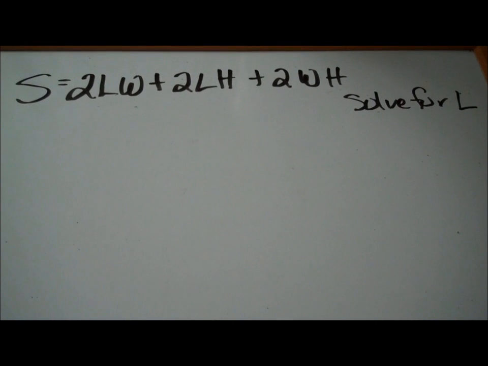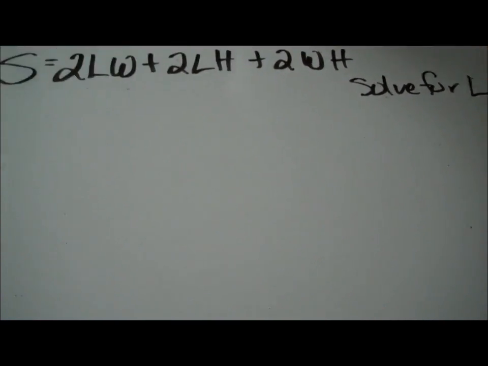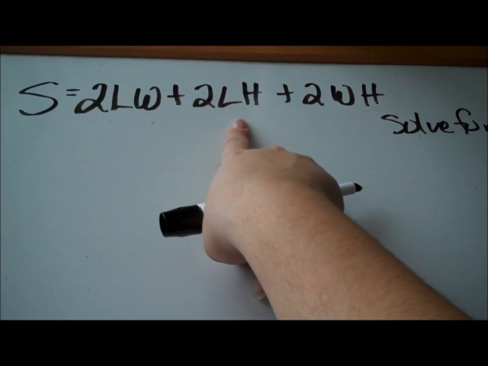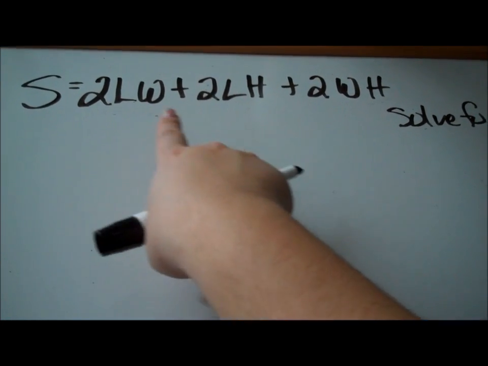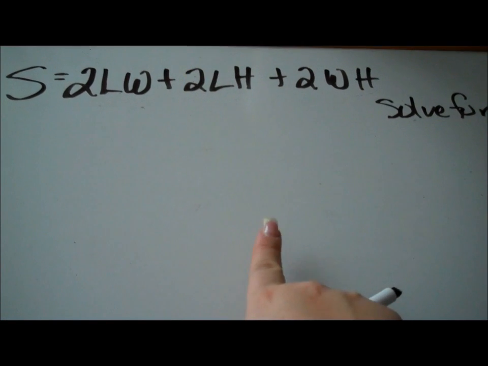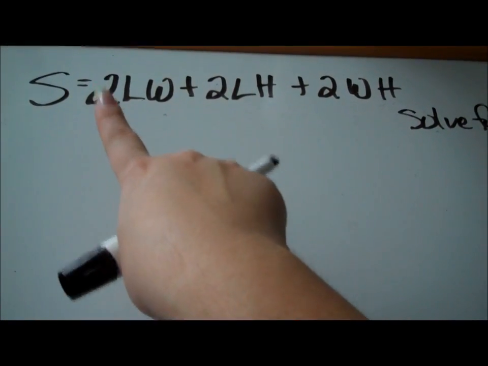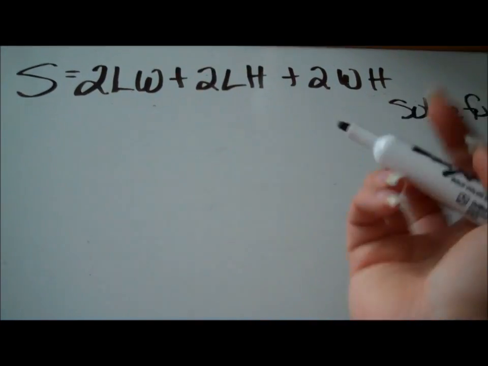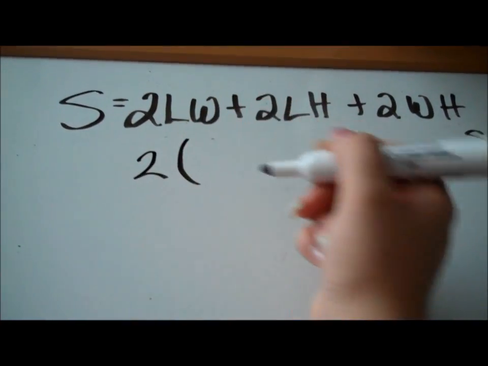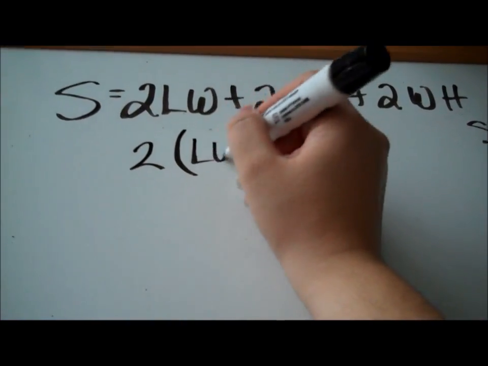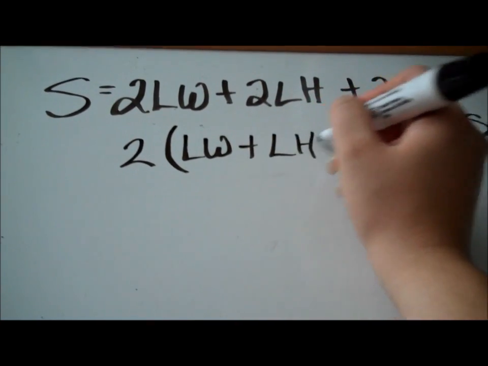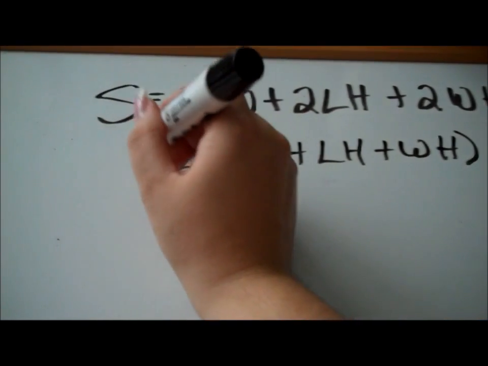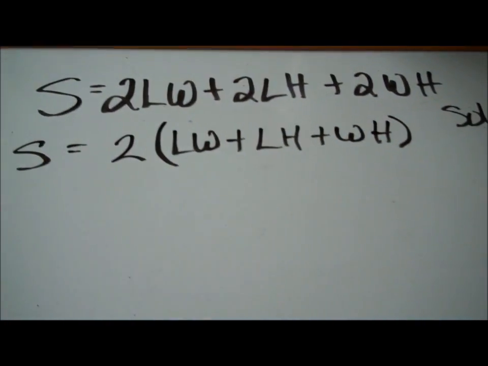Okay, same problem as before, but we're going to solve for L. Notice that L is here and here. I'm going to do this a little bit differently. Notice that each of these have a 2. So each of these have a common factor of 2, which means that I can factor out a 2 from each of these. So I'm going to take out a 2. So I have LW plus LH plus WH. And I still have my S on the left-hand side.